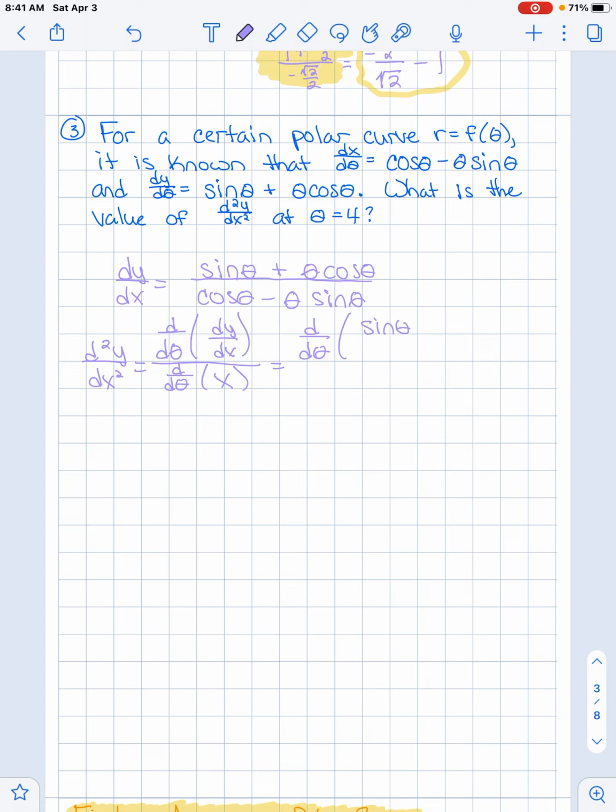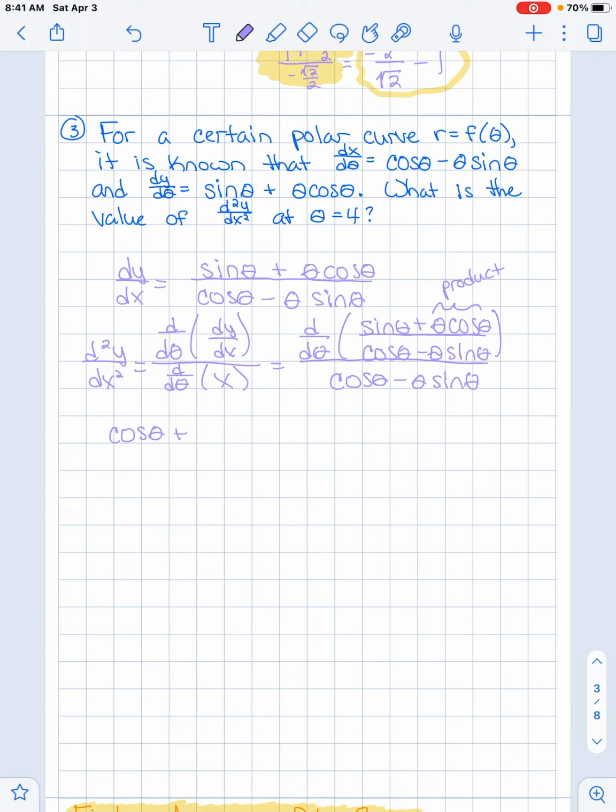So we have to think about quotient rule in this top part when we're finding the derivative of the derivative. And then the change in x, we know already, they told us that. That was cosine theta minus theta sine theta. All right, so for the numerator, we need to use the quotient rule. The derivative of the numerator then, derivative of sine theta is cosine theta plus, and then we'll need to use the product rule here in order to find the derivative of the numerator.